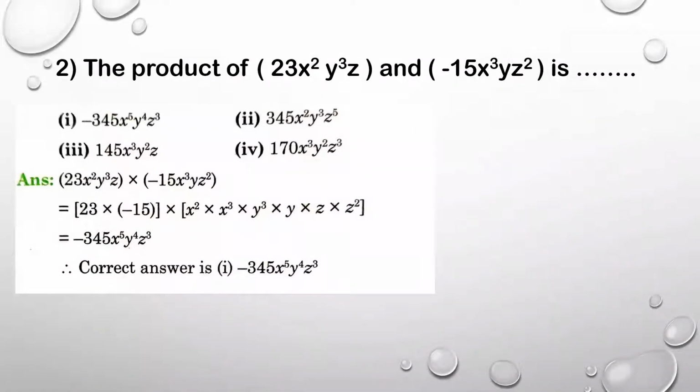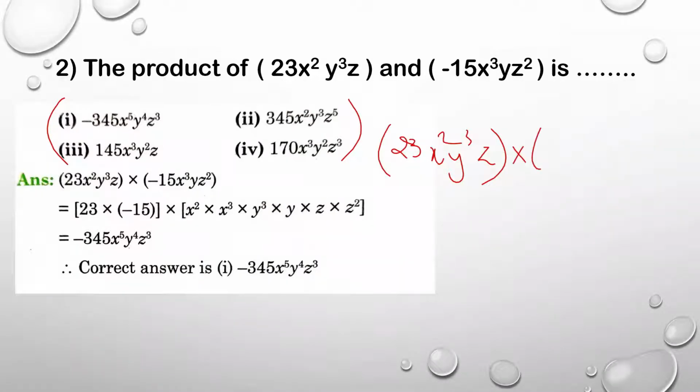Second sum: the product of 23x²y³z and −15x³yz² is dash. Now here four options are given to you, all of the answers. First you have to simplify it and then find the correct answer. So let's do 23x²y³z into −15x³yz².